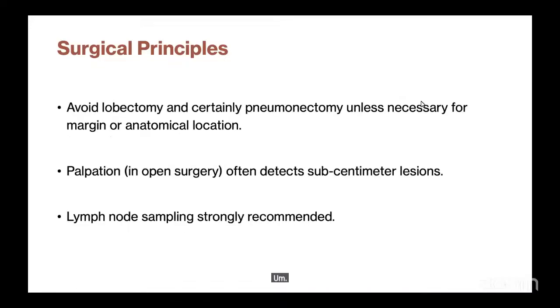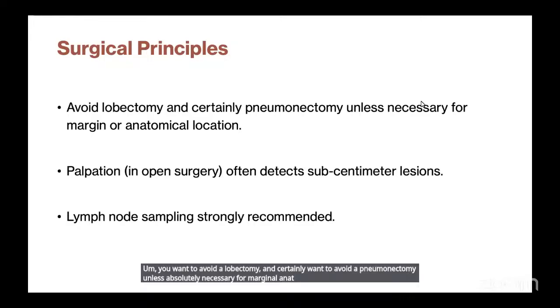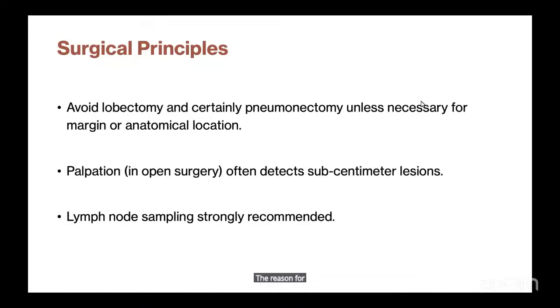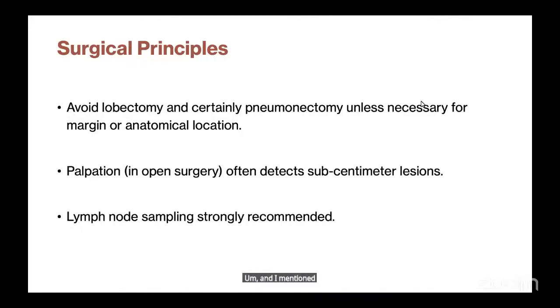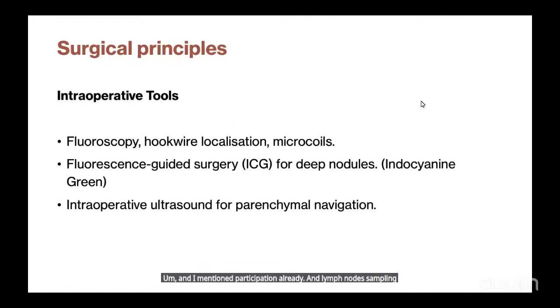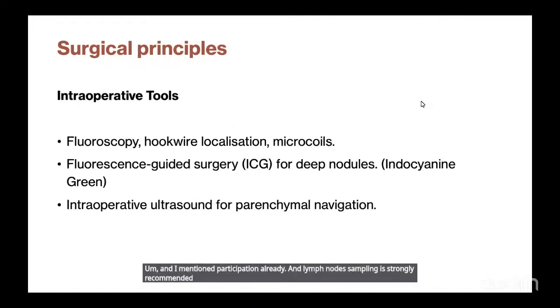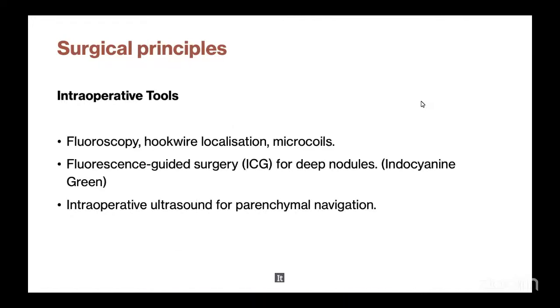You want to avoid a lobectomy, and certainly you want to avoid a pneumonectomy unless absolutely necessary for marginal anatomical location. The reason for this, of course, is that you want to preserve your pulmonary reserve. And I mentioned palpation already. Lymph node sampling is strongly recommended. It gives you information in terms of prognostication and further treatment, though not necessarily a mortality benefit.